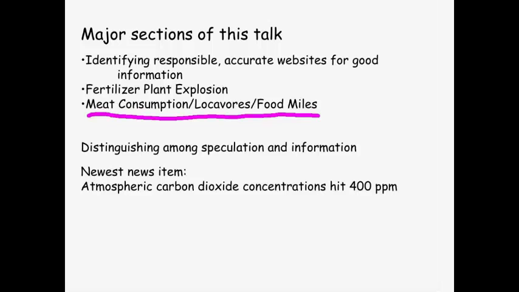Some of the important things to do, and what we'll do later on, is have another little discussion about distinguishing between speculation and information. And the newest item, which I don't think we'll get to, but you may have seen in the news, is that the Mauna Loa Observatory reported that the atmospheric concentration of carbon dioxide is 400 ppm as of a few days ago. So those are some of the things.